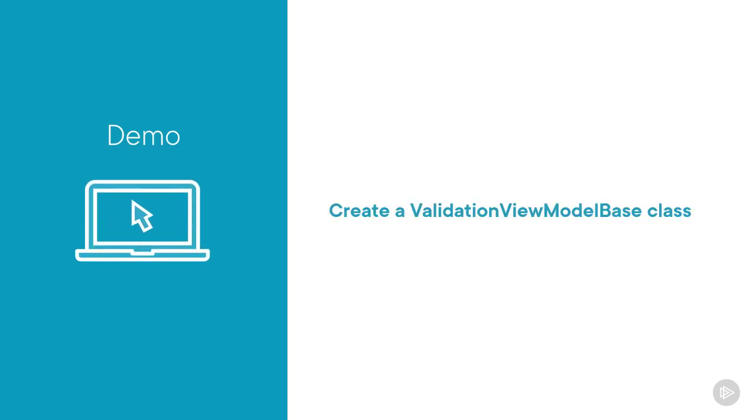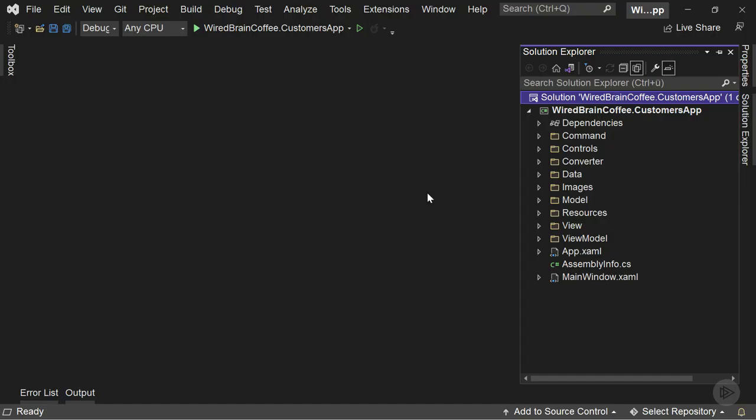In this demonstration you will learn how to create a validation viewModel base class that implements the INotifyDataErrorInfo interface. Let's switch to Visual Studio. Here I've opened the Customers App project that you can download from the course homepage on pluralsight.com.